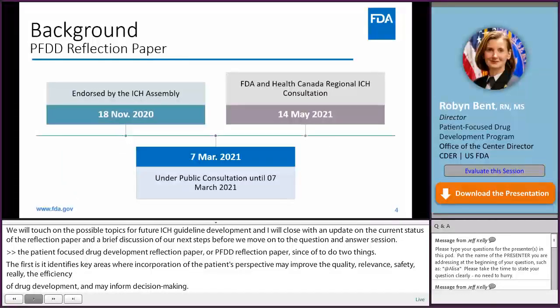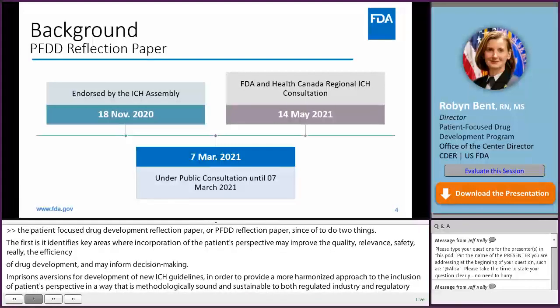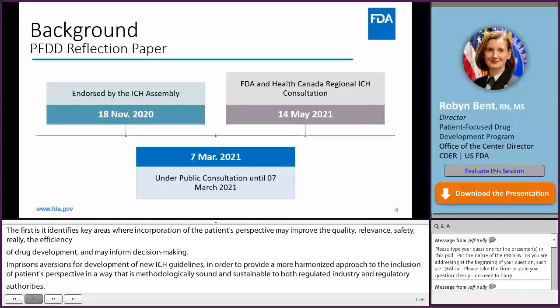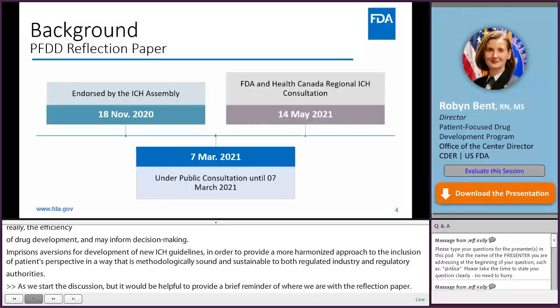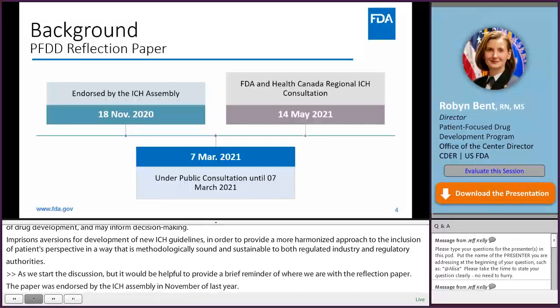And as we start the discussion, I thought it'd be helpful to provide a brief reminder of where we are with the reflection paper. The paper was endorsed by the ICH Assembly in November of last year, and it was open for public consultation through March 7th of this year, of 2021. And that brings us to where we are today.